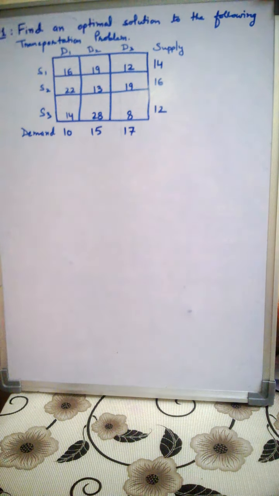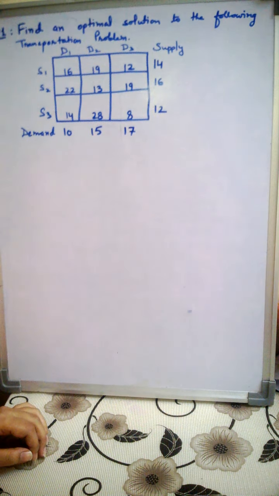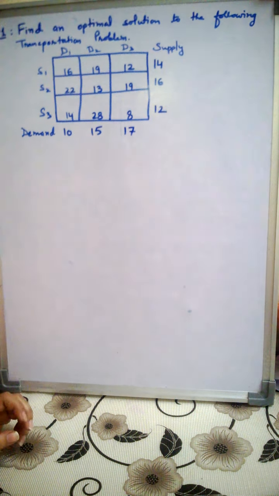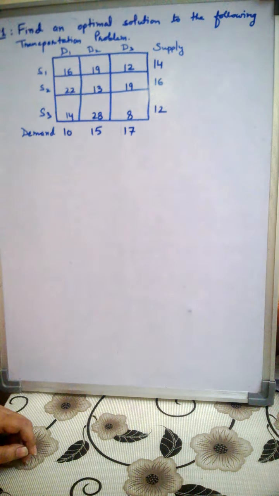As I told in the previous lecture, in the introduction part, we can use any method for finding the initial solution, but it is always advisable to proceed with Vogel's approximation method, because it gives us the optimal solution in a lesser number of steps. So we'll first find the initial solution by Vogel's approximation method, and then we'll check its optimality by using the modified distribution method.